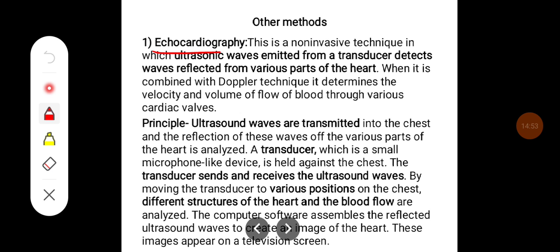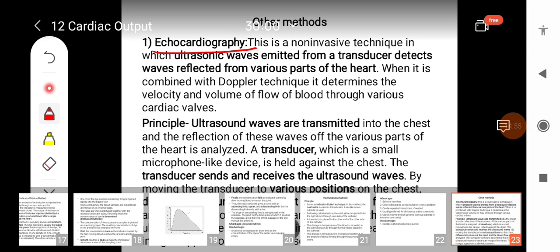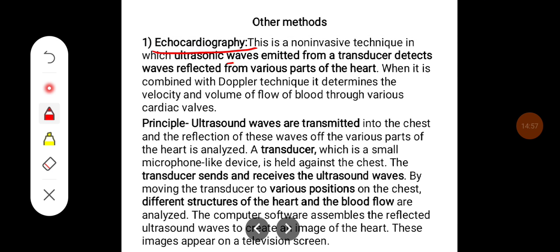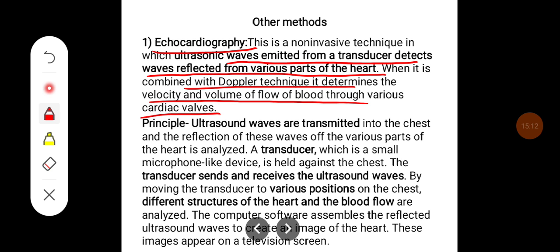Other methods like echocardiography. This is a non-invasive technique in which the ultrasonic waves emitted from the transducer detect waves reflected from various parts of the heart. When it is combined with the Doppler technique, it determines the velocity and volume of the flow of blood through various cardiac walls. The principle is ultrasound waves are transmitted to the chest, and the reflection of these waves off the various parts of the heart is analyzed.